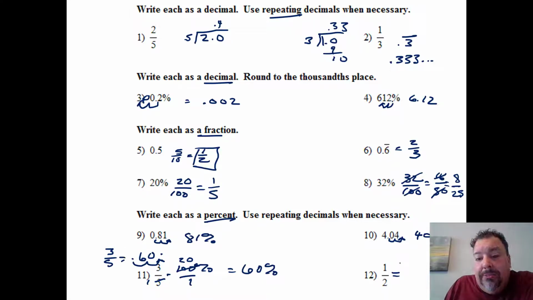1/2, that's a pretty common one. Again, we can multiply by 100%, and that's going to become 50%. So that's how you convert among decimals, percents, and fractions.